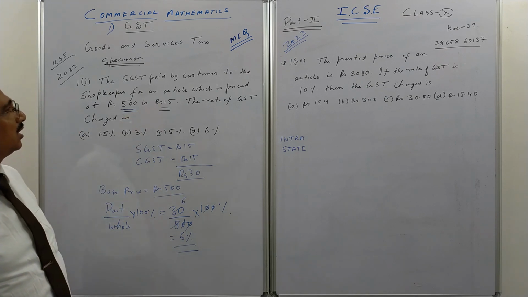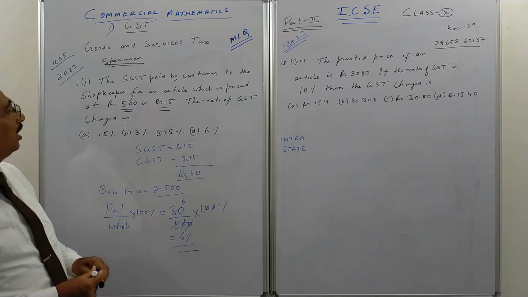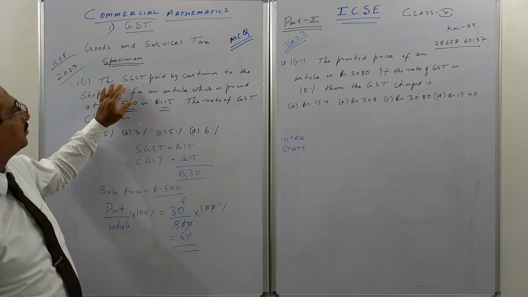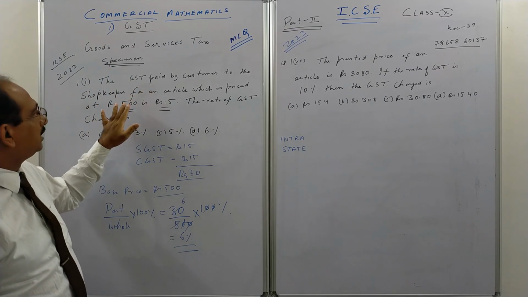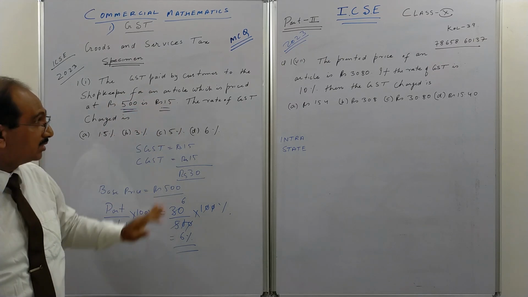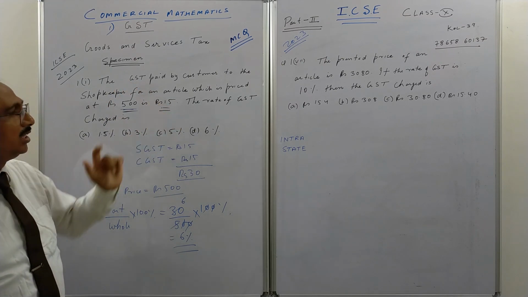Now the same question, children, if we change this and remove the S, see what will happen. GST paid is 15 rupees, not SGST. Then what is the rate of GST?